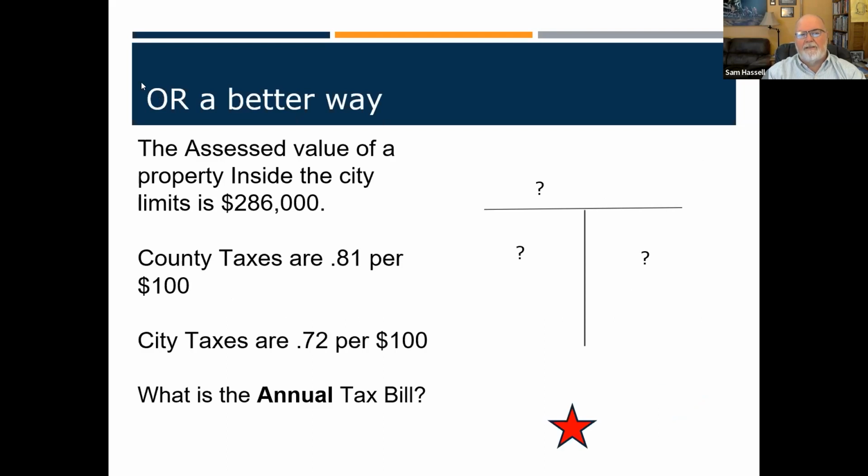Okay. The assessed value of a property inside the city limits is $286,000. County taxes are 81 cents per hundred. City taxes are 72 cents per hundred. What's the annual tax bill? Somebody try to figure that out for me.